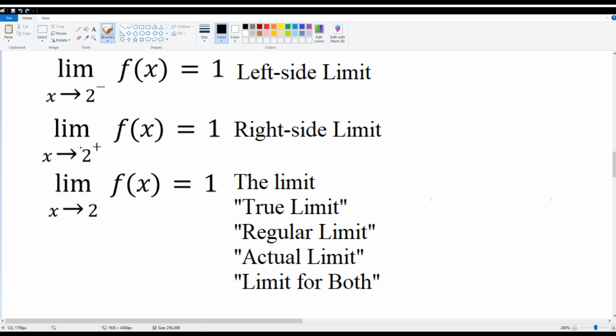You might think with the left and right side limits why it's even important to have this third thing here, but let's look at another example where the results of the left and right side limits actually have an impact on our true limit here.